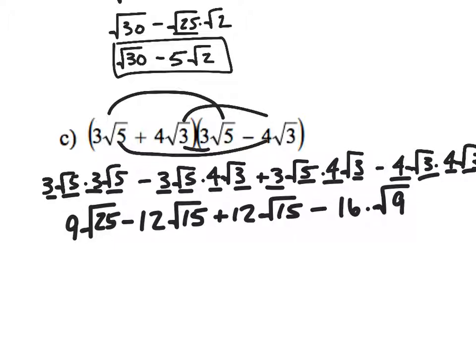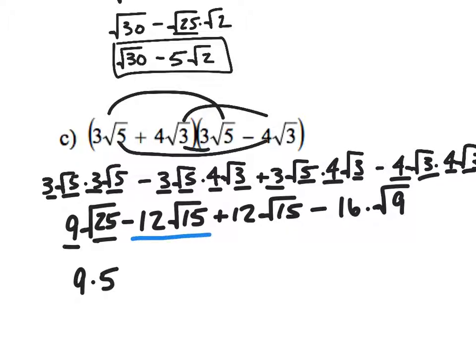Interesting. Okay, so now check this out. All right, I've got 9 times the square root of 25. Okay, let's take the square root of that. This is going to give me 9 times 5 minus 12. Wait a minute. These are like terms here.